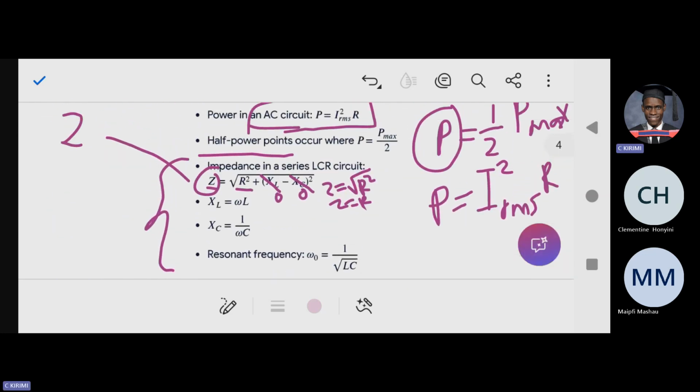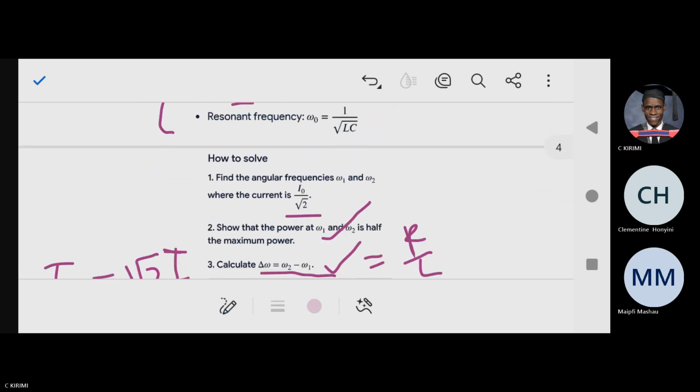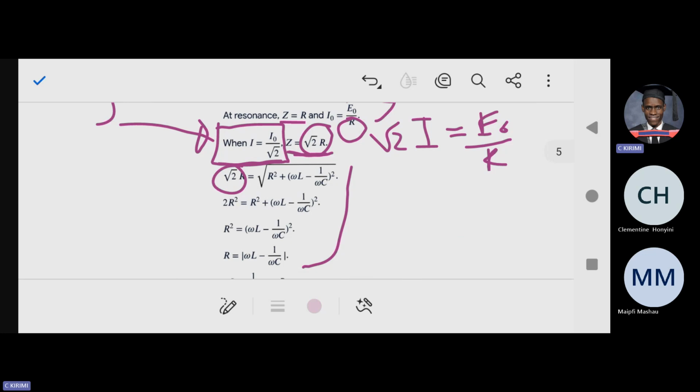And then we are having XL. Now, XL can be written as omega L. XC can be written as 1 over omega C. C for the capacitor, L for the inductor. So we are just converting the variables. The other one is omega L, and then you square. So we are squaring everything inside the bracket.